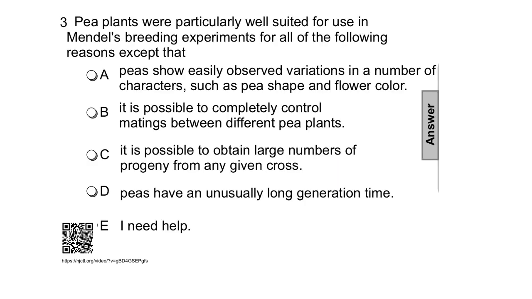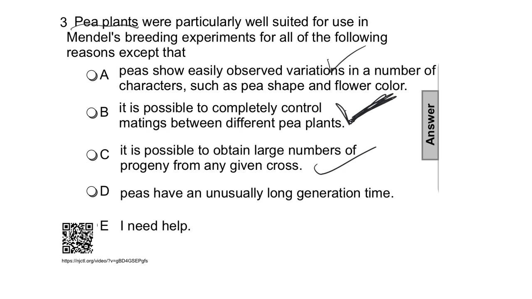So what makes pea plants a good subject in Mendel's experiments? Peas show easily observed variation in a number of characters, they have different traits, that's good. It is possible to completely control matings, yes. Like I told you, when he cut off the stamens and brushed on pollen from another plant. It's possible to obtain large numbers of progeny from it. That is true.